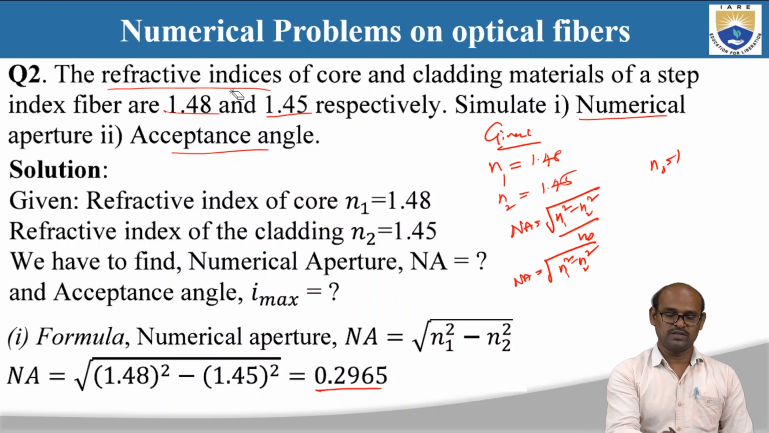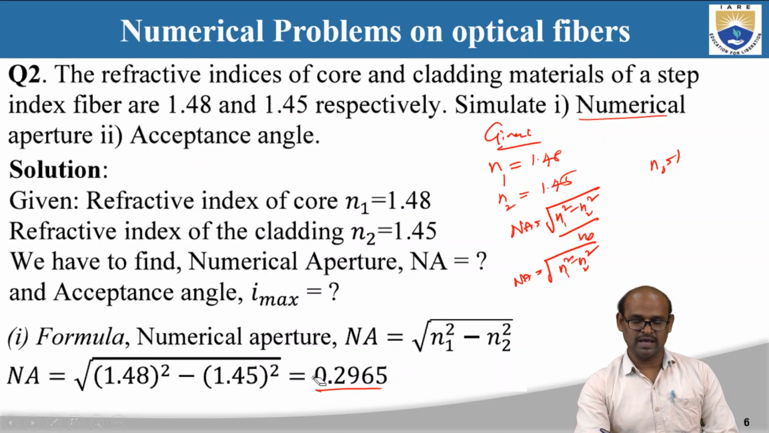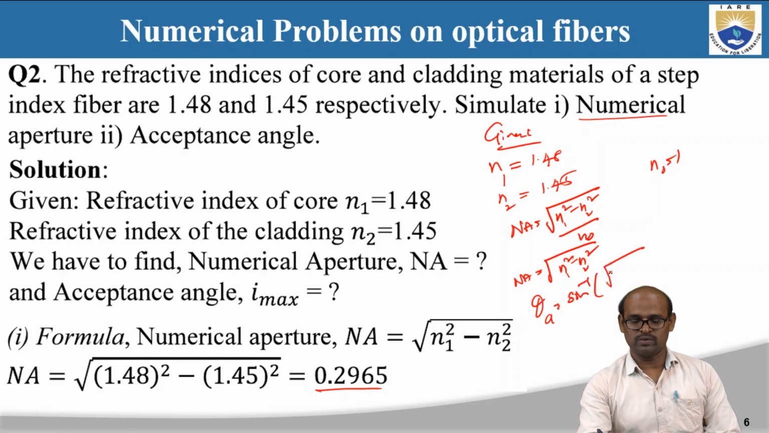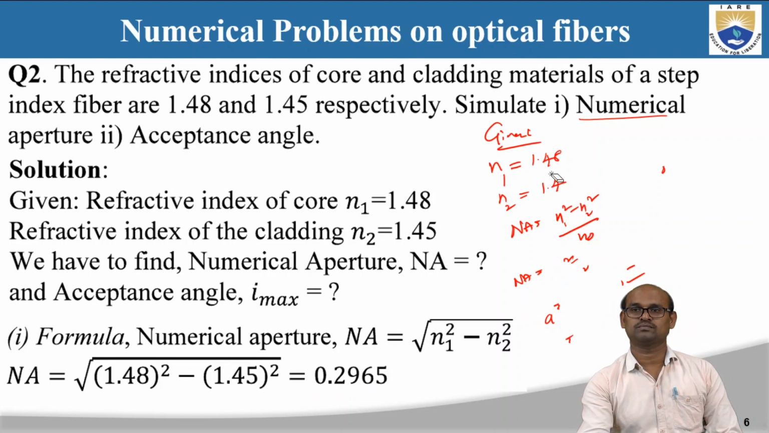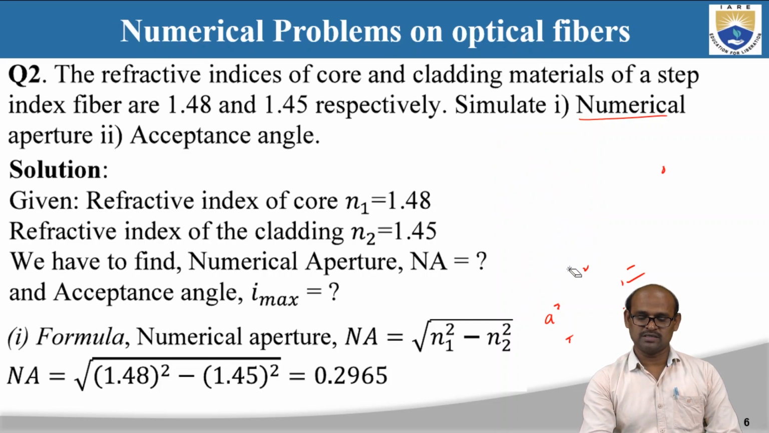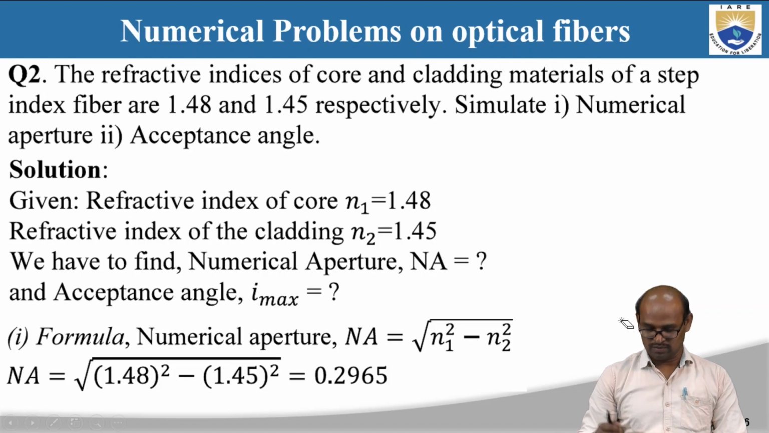Okay. So with these values of core and cladding refractive indices, we have calculated the numerical aperture, and we can calculate the acceptance angle. Acceptance angle theta A is sine inverse of square root of n1 square minus n2 square by n0. Anyway, we have calculated the numerical aperture, so you just substitute sine inverse of 0.2965 and you will get the acceptance angle of this fiber. If you know these two formulas of numerical aperture and acceptance angle, it is very easy to calculate for the given input values of refractive indices.